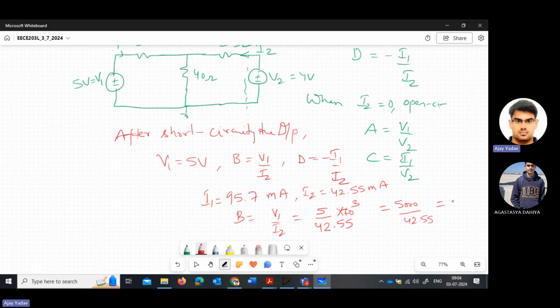So 42.55. What is the value? 117.5. 5000 divided by 42.55, yes. So this will be 117.5. So this is your impedance parameter, so you can use the word ohms here.